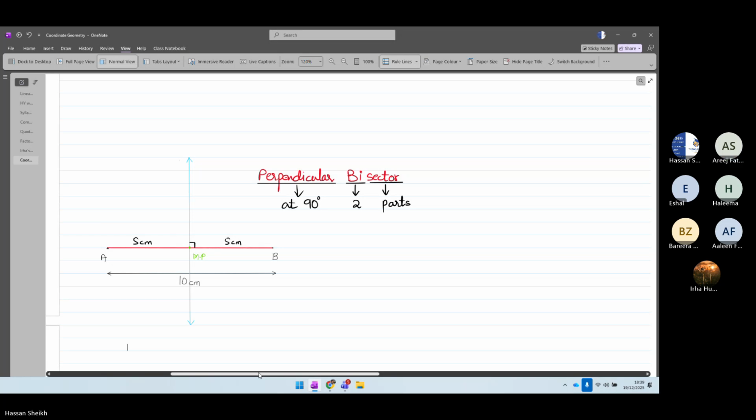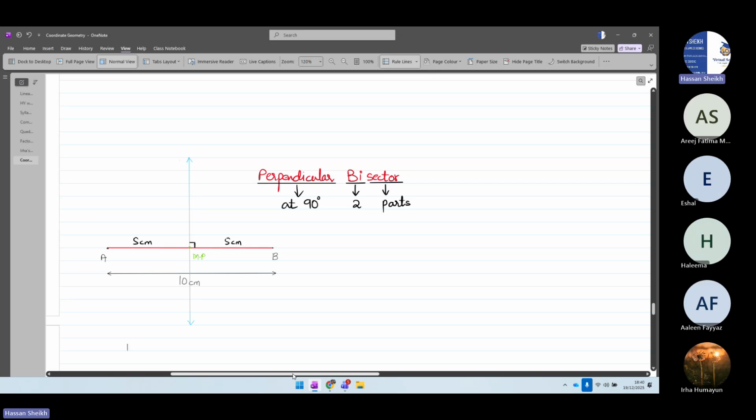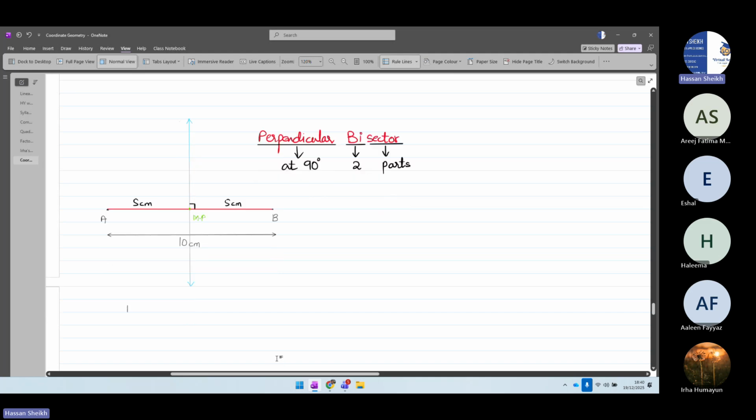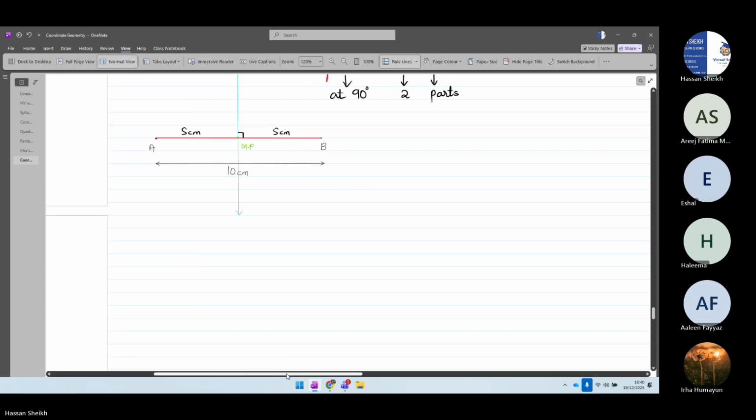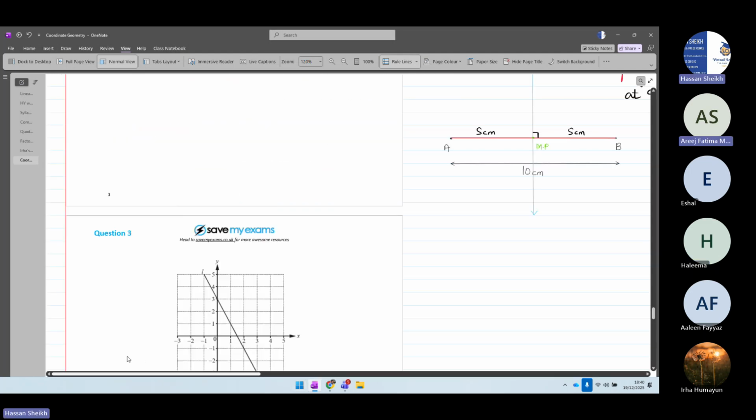Yes. So obviously, if it is a perpendicular bisector, it is passing through the center, which is the midpoint of AB. Agree? So what is a perpendicular bisector? A perpendicular bisector is a line that passes through the other line from the center to split it into two equal parts, and also that line is perpendicular. Agree? Yes.